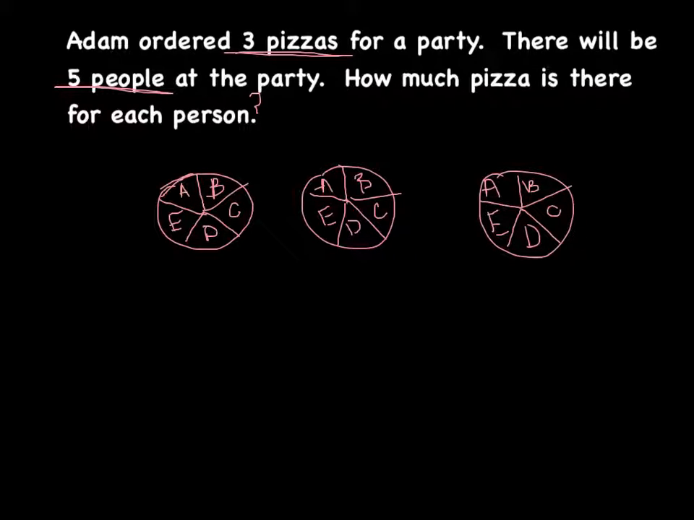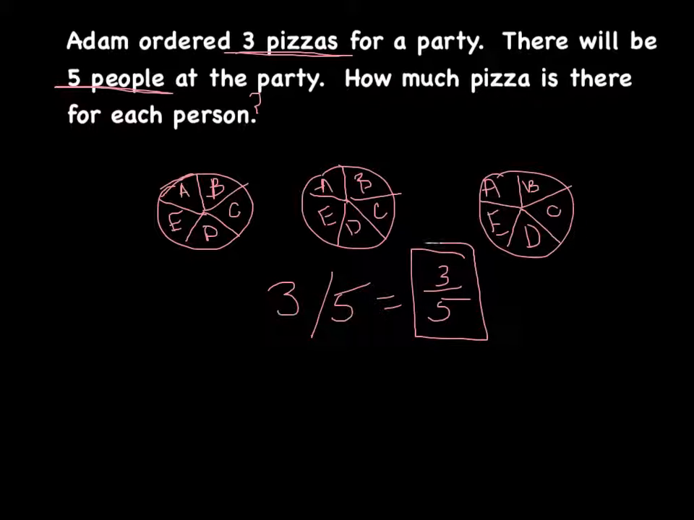So we can see that as 3 divided by 5 equals 3/5. Because there's 3 pizzas that were divided among 5 people. And then over here it shows that each person would get 3/5 of all of the pizza.